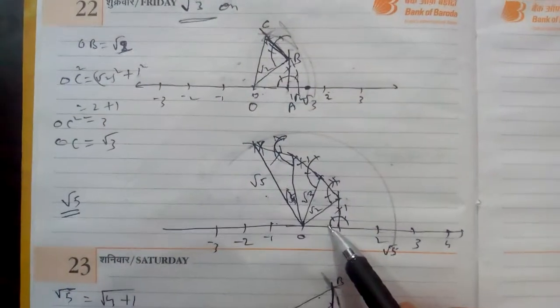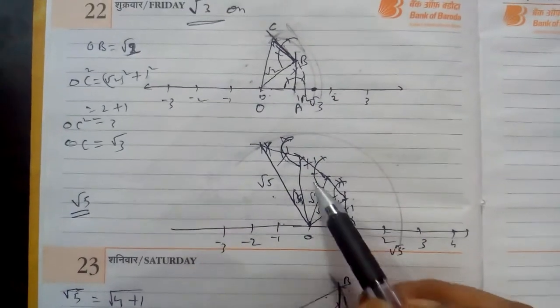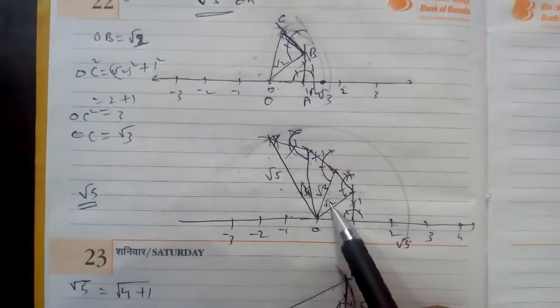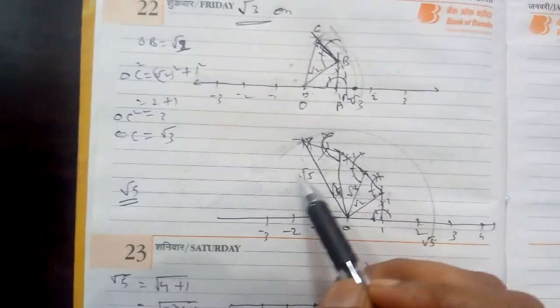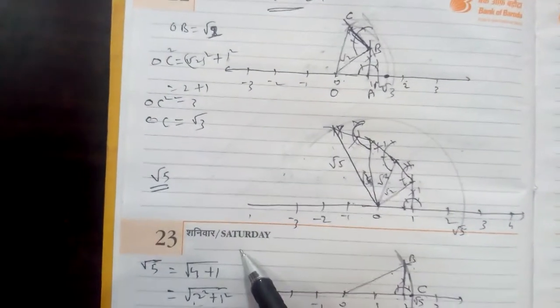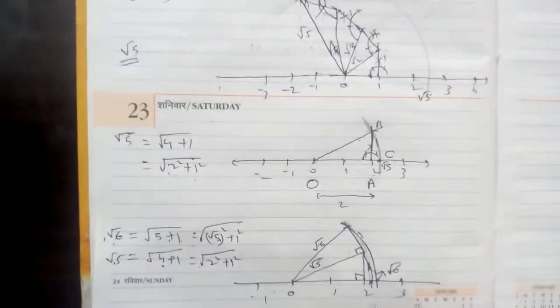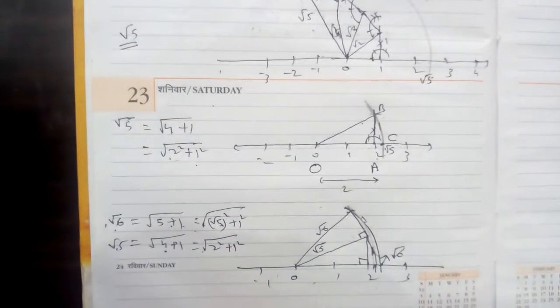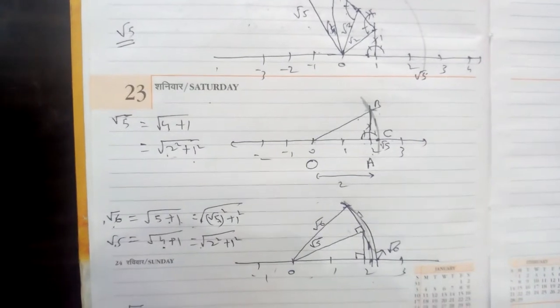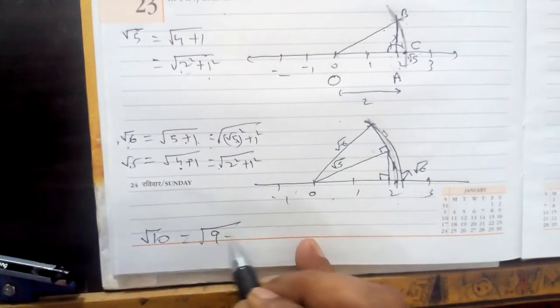But when you want to draw root 7 by root 1, then it is difficult. Many right triangles will be required: first root 2, root 3, root 4, root 5, root 6, root 7, till here. But here you will get the simple way. If root 10 is given, if you want root 10, it is 9 plus 1.